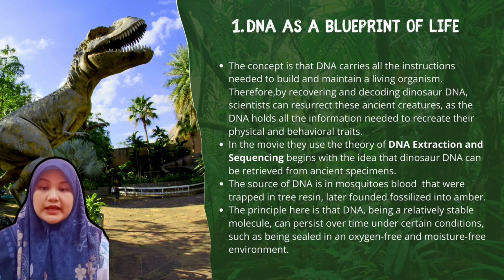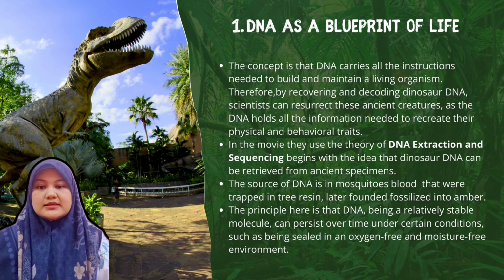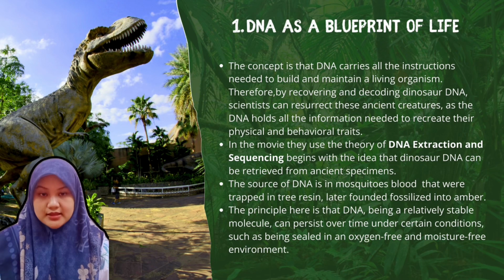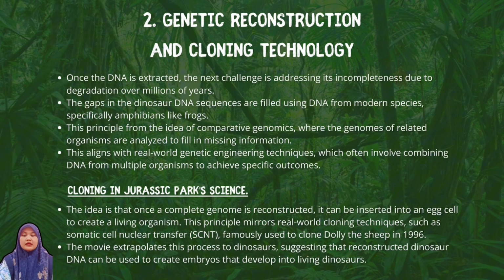The source of DNA that they use is from mosquito blood that was trapped in tree resin, which later fossilized into amber after millions of years. So the principle here is that DNA, being a relatively stable molecule, can persist over time under certain conditions such as being sealed in an oxygen-free and moisture-free environment. The second theory that can be found in the Jurassic Park 1 movie is genetic reconstruction and cloning technology.